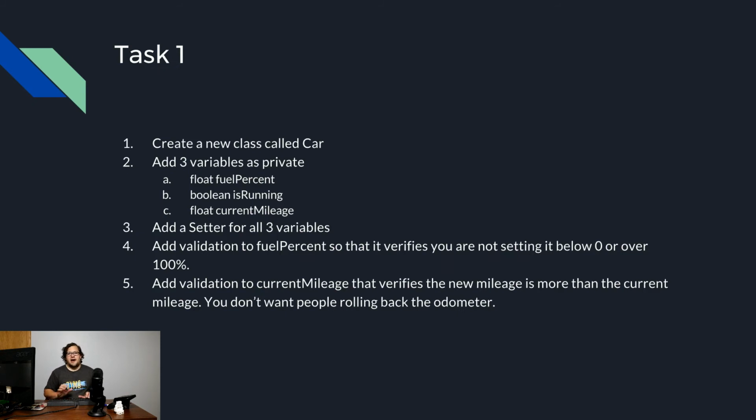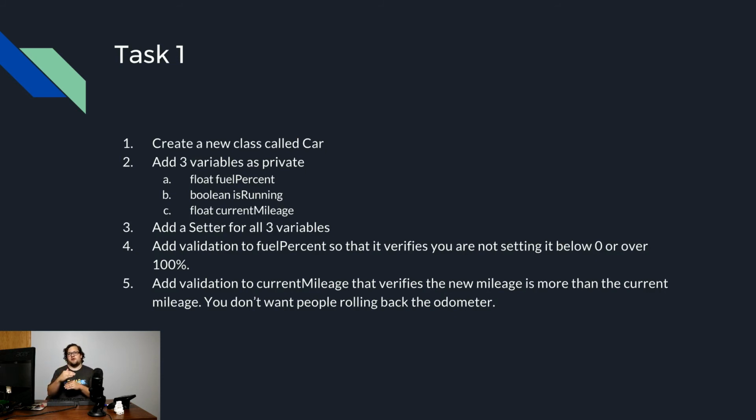So here's a couple quick tasks that I think will help you understand better what setters and getters are, or why they're powerful. So I want you to start by creating a new class called car. And then you're going to add 3 new private variables. One of them is going to be your fuel percent, which will be a floating point. So the way I would treat that is 0.0 to 100.0. That's the range that I would use. You have another one that's Boolean, is running. Another one that's floating point, current mileage, because you can be at 1,000.15 miles, for example, and floating point makes a lot of sense for that.